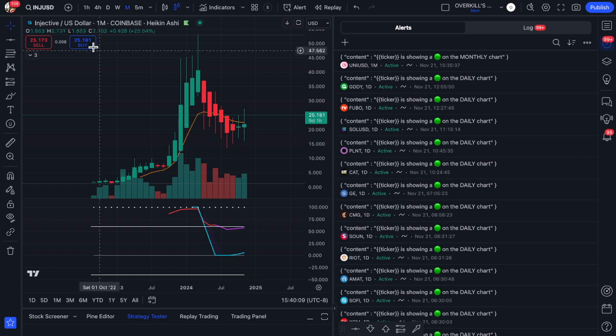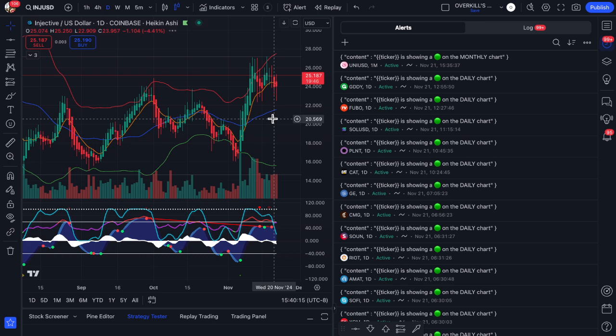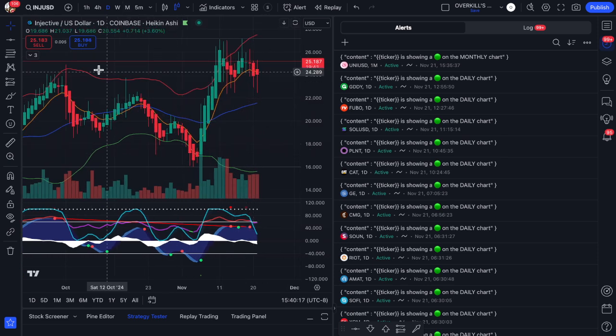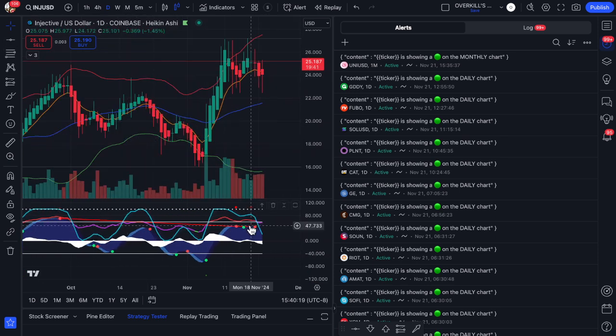INJ is still green here on the monthly. There's no data down here yet just because it's a new coin, but the candle is green. Okay, so if the candle's green, we could still count that as it is in an uptrend on a monthly basis. The daily chart, the stochastic's getting pretty close to 0 here. Again, just wait on that green dot confirmation.